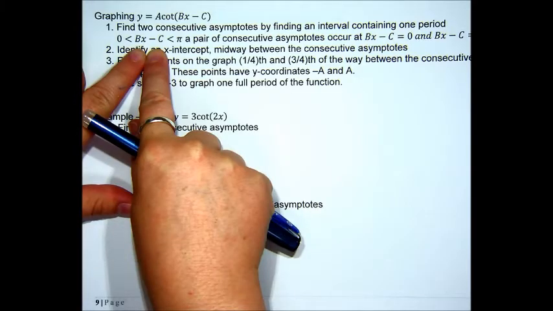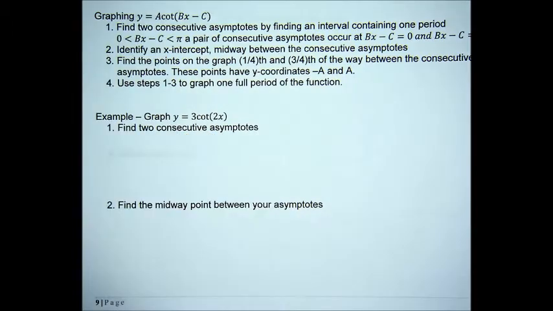So here's how we graph again. We set the inside of the function, bx minus c, between 0 and pi. Solve for x. Those are your first two asymptotes that we're going to work with. And then from there, we'll find the 1/4 of the way, the midpoint, and the 3/4 of the way through.